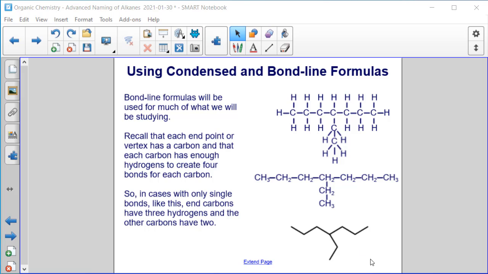Bond line formulas, like the one you see at the bottom, will be used for much of what we will be studying. Recall that each endpoint or vertex has a carbon, and that each carbon has enough hydrogens to create 4 bonds for each carbon. So in cases with only single bonds like this, end carbons like this one, and this one have 3 hydrogens, and at each of these vertices, those carbons have 2.